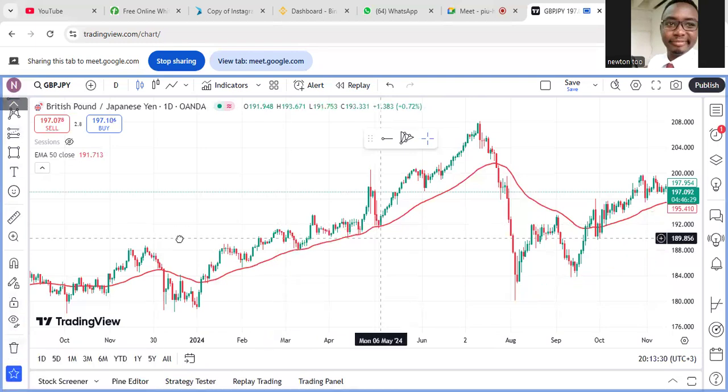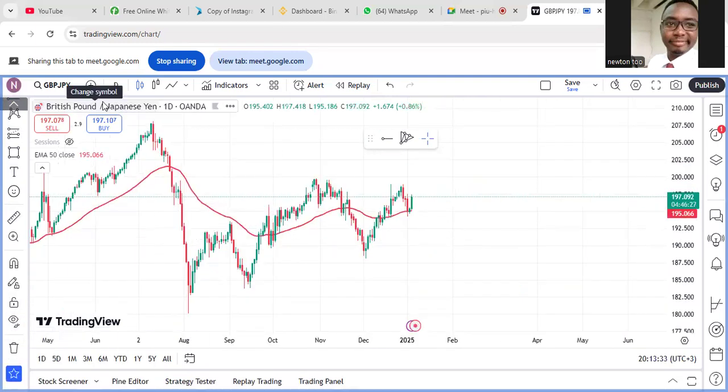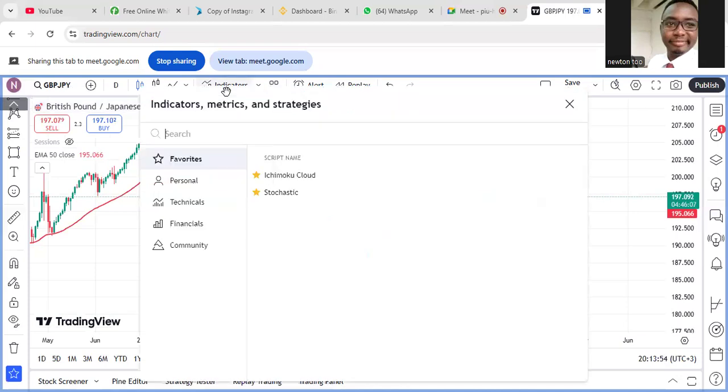There's something here I want to show you. So let's say, for example, you always face difficulty in drawing the levels, maybe support and resistance, because not everyone can draw support and resistance correctly. So I think there is an indicator here.